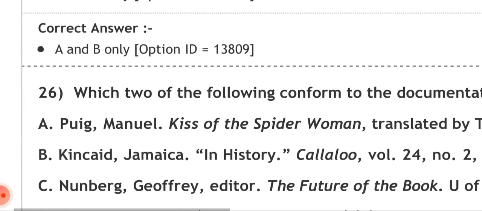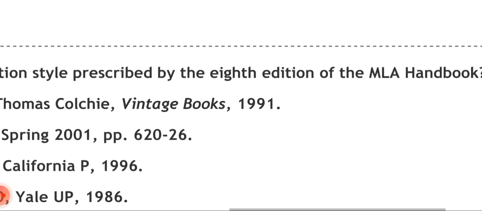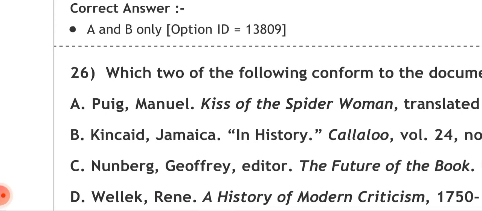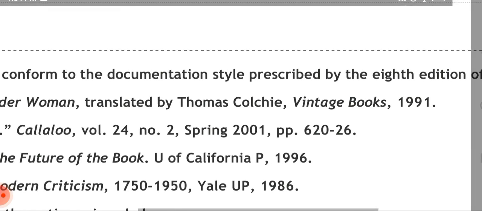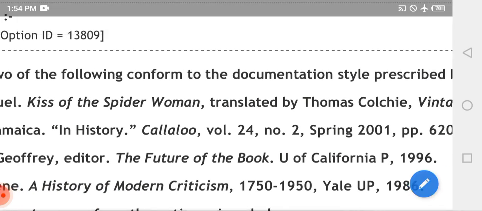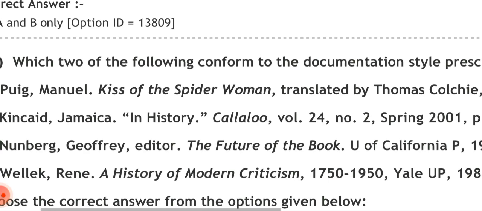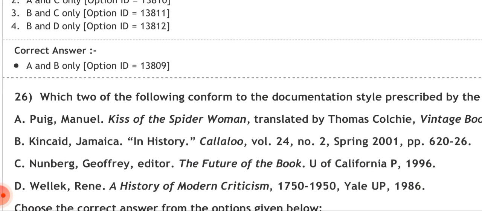The next question is, which two of the following conform to the documentation style prescribed by the 8th edition of the MLA Handbook? So from there also you can expect a question. So what is the MLA Handbook? What is APA? What is citation style? That you have to know. Please go through it from Google or from YouTube according to your choice, or from the offline books that are available in the market and in a bookstore. Number one is saying a citation for Kiss of the Spider Woman, translated by Thomas Colchie, Vintage Books, 1991. You can just check from here which one will be the correct one. So if you don't know, then don't know. This is a kind of question like that. So the correct answer is A and B only.